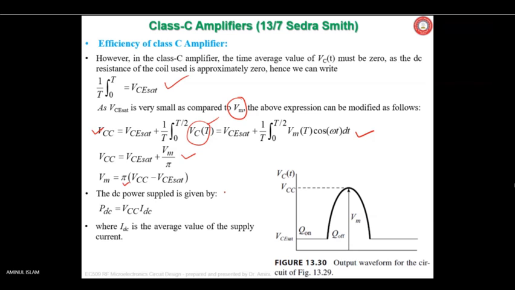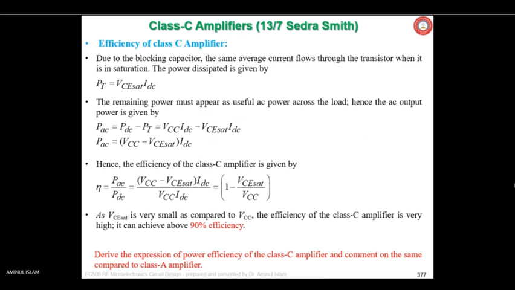The DC power supplied is given by PDC equals VCC into IDC, where IDC is the average value of supply current. Due to the blocking capacitor, the same average current flows through the transistor when it is in saturation. The power dissipated is given by PT equals VC sat into IDC. The remaining power must appear as useful AC power across the load.